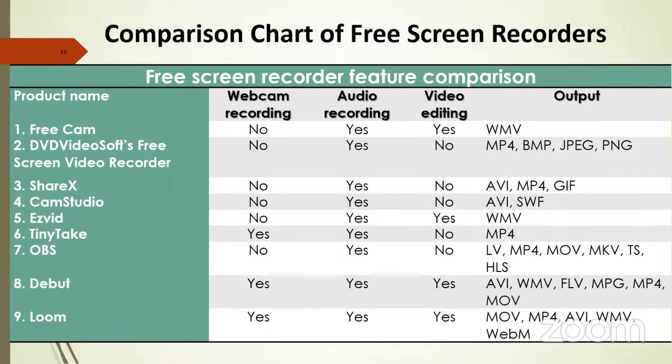Then the output is only that type, .wmv. When it comes to DVD soft, that one also cannot allow you to record the webcam, but it allows you to record audio. You cannot edit the video. At least it gives more than one output: MP4, bitmap, JPEG, PNG, meaning that it can as well capture screenshots. So the comparison is there. We shall still share this recording in case you want to refer to it and look at this comparison chart very well. You are free to refer to it.